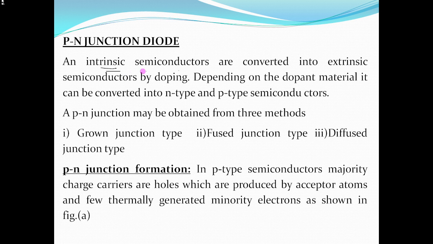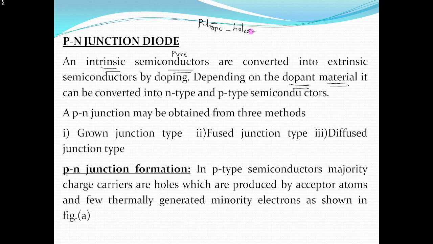Now, what are intrinsic semiconductors? Intrinsic semiconductors are the pure form of semiconductors. When these are doped with impurities, they are converted into extrinsic semiconductors. Depending on the dopant material, the added impurity, these extrinsic semiconductors are divided into N-type and P-type semiconductors.